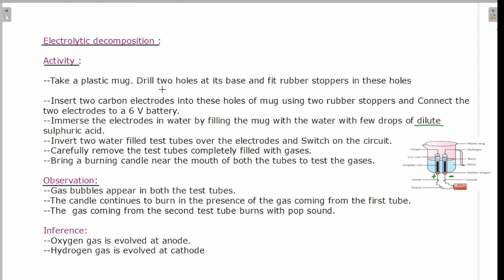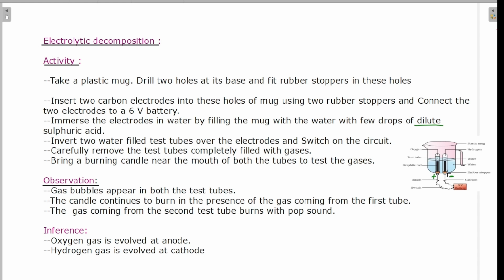Take a plastic mug, drill 2 holes at its base and fit rubber stoppers in these holes. This is the plastic mug which we have taken here. Drill 2 holes at its base to fit rubber stoppers in these holes, because we are going to fit the carbon electrodes in it to make electrical connection. Insert 2 carbon electrodes into these holes of the mug using 2 rubber stoppers and connect the 2 electrodes to a 6-volt battery.